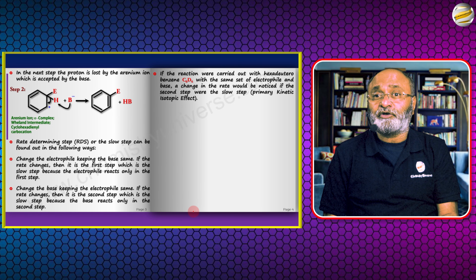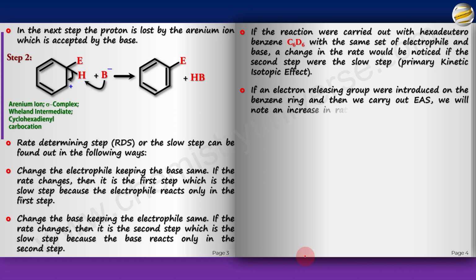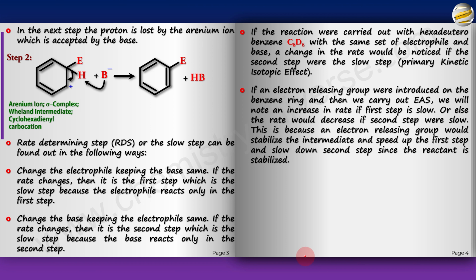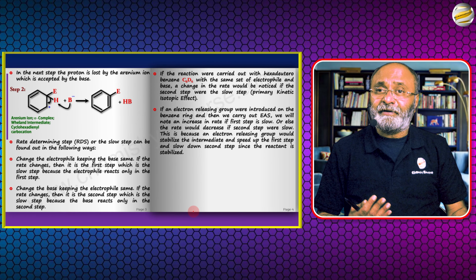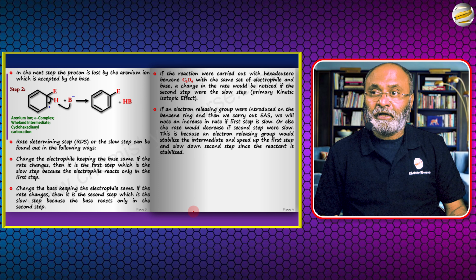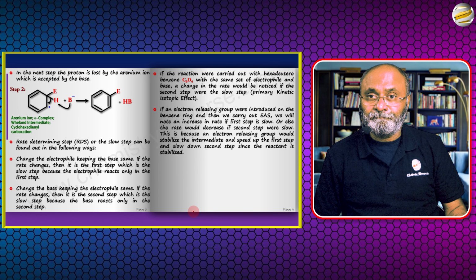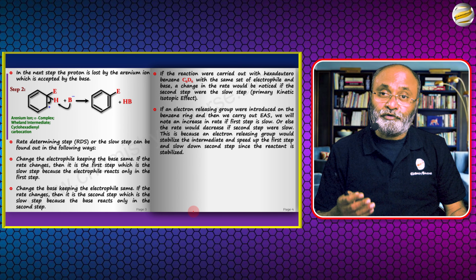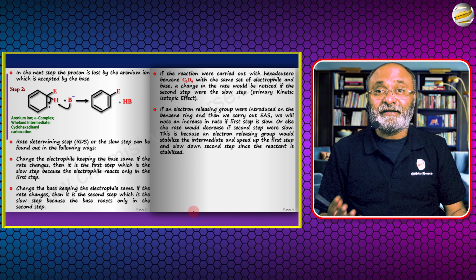If an electron releasing group were introduced on the benzene ring and then we carry out EAS, we will note an increase in the rate if the first step is slow, or else the rate would decrease if the second step was slow. This is because an electron releasing group would stabilize the intermediate and speed up the first step and slow down the second step since the reactant is stabilized. So in the first step, the intermediate is a carbocation. Carbocation will be stabilized by releasing groups. And if the product of a step is stabilized, the reaction goes faster. In the first step, carbocation is the product. In the second step, however, the carbocation is the reactant. So if I put a releasing group, it will stabilize it, making the reaction in fact slower.